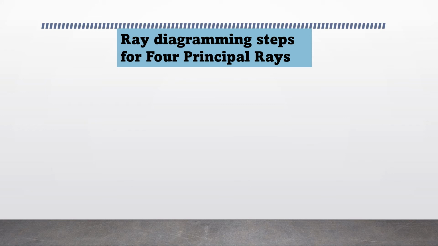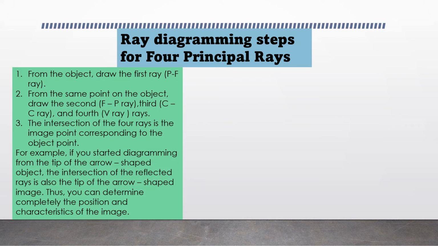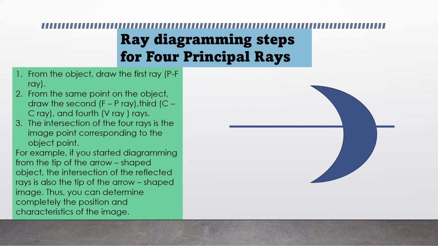Now, there are ray diagramming steps for the four principal rays. And these rays can be applied for concave mirrors and convex mirrors. What are the steps? First, from the object, draw the first ray. For example, again, a concave mirror. Next, the principal axis is drawn at the center. See the focus and the vertex. Suppose the object is Ganesha.